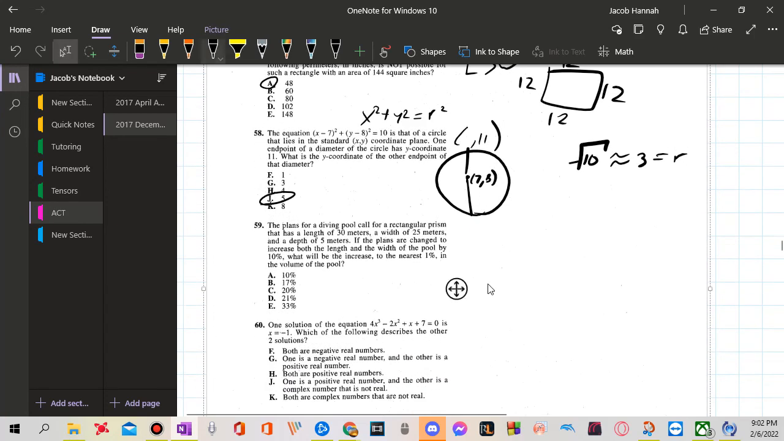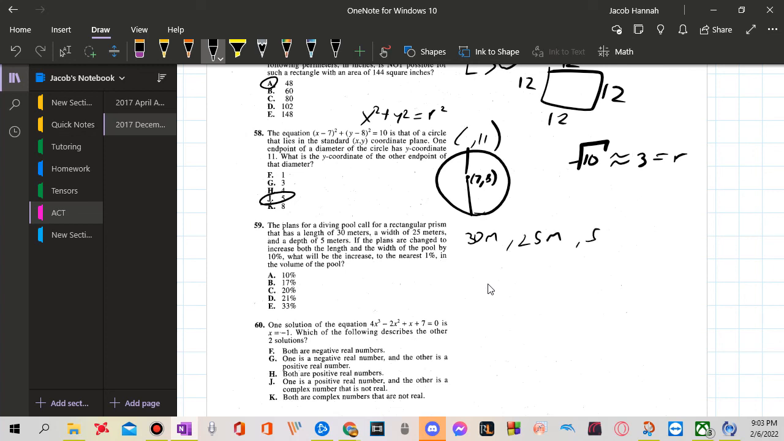Alright. So the plans for a diving pool call for a rectangular prism that has a length of 30 meters, a width of 25 meters, and a depth of 5 meters. If the plans are changed to increase both the length and width of the pool by 10%, what will be the increase, to the nearest 1%, in the volume of the pool?